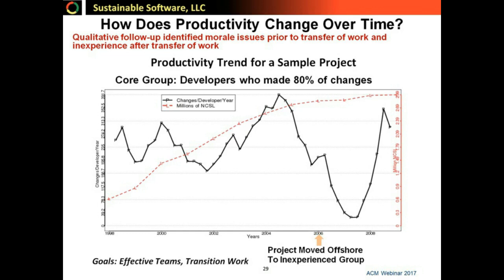Second observation is that the productivity continued to decrease after the transfer of work. So if you look at 2006 to the right of that, it's continuing to decrease, and then it starts to increase. Our follow-up qualitative analysis confirmed a couple of things. One is that there were morale issues prior to the transfer of work that resulted in the reduction in productivity. And second, there were inexperience issues after the transfer of work that also resulted in continued productivity decrease.